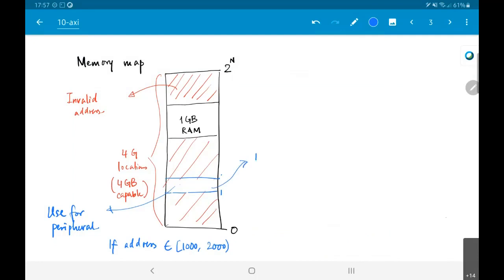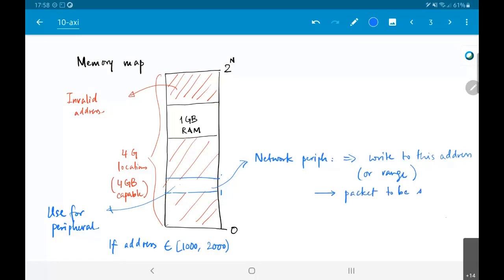So if this was, let's say, a network peripheral, a network card, writing to this address or range of addresses will cause a packet to be sent out on the network. Think about it. Effectively, what I'm saying is I just have to write to a certain location in memory and suddenly something goes out on the Ethernet network, right? Now, what will happen if I try reading back from the same memory? I don't know. I can't say. There's no guarantee that the data that I wrote will come back, okay? In particular, reading should hopefully receive data from the network. Okay, this is one way of doing it.